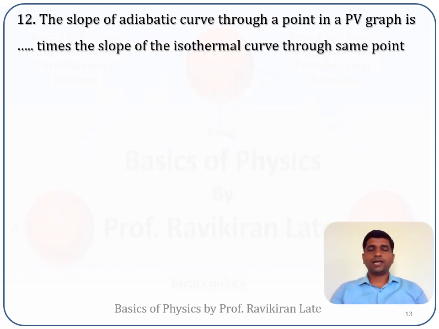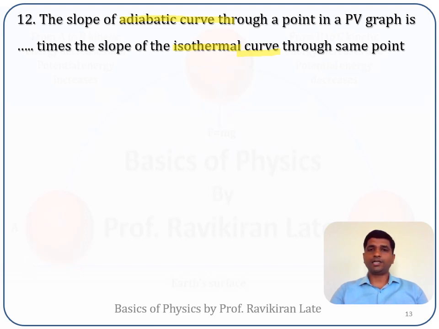Now next question is, the slope of the adiabatic curve through a point in the PV diagram is dash dash times the slope of the isothermal curve through the same point. It means we have to calculate the slope of the adiabatic curve and the isothermal curve.